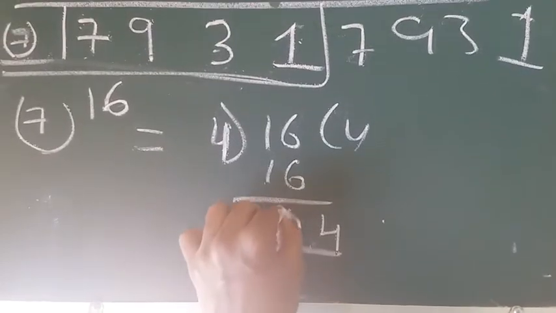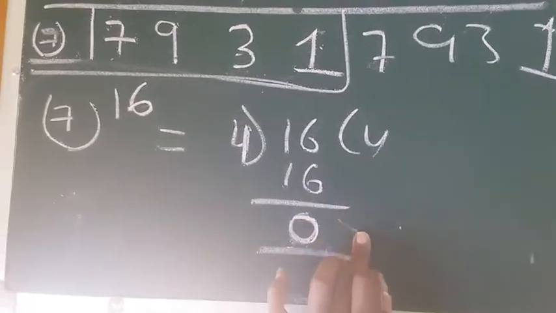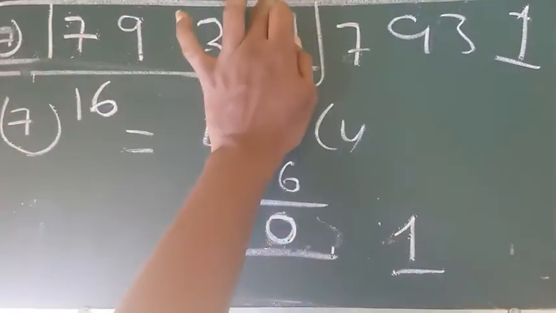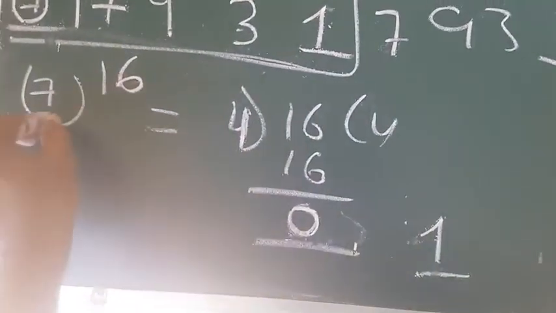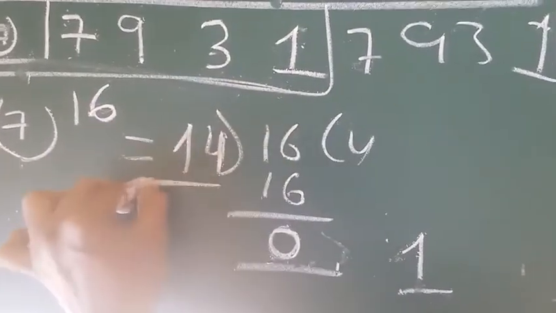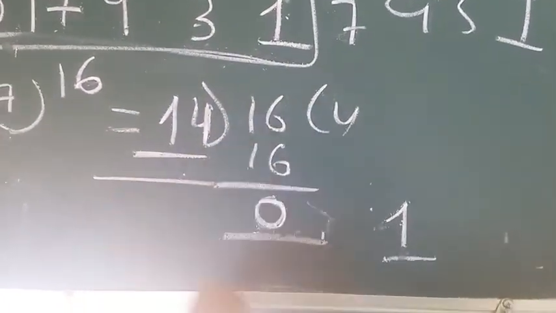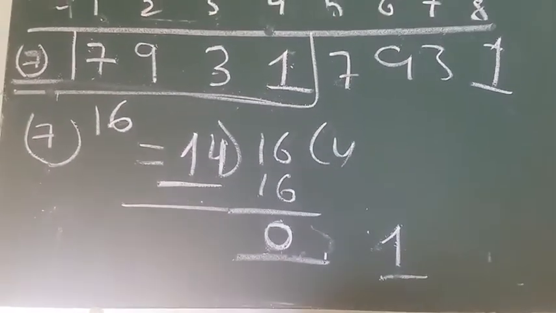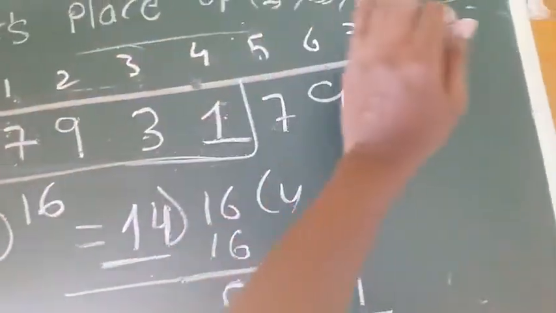So when you get the remainder 0, consider 7 power 4, whose units place is 1. When 7 power 4 has units place 1, 7 power 16 also has units place 1. I hope you understood how to calculate the units place of 7 power n. The same concept is applicable for 8 power n also.